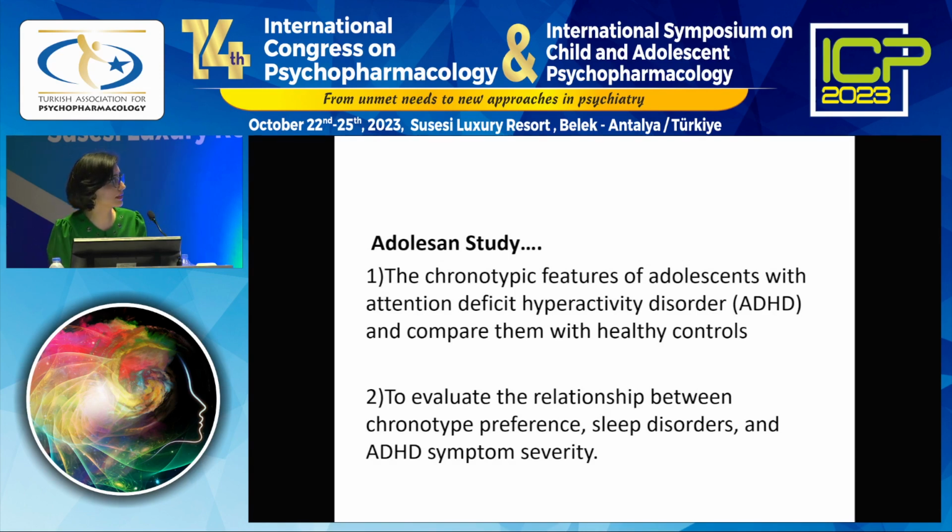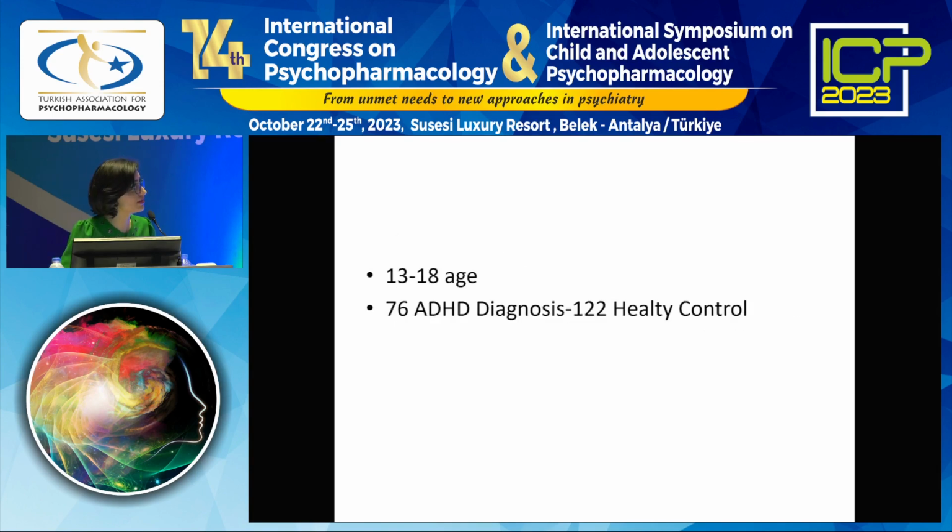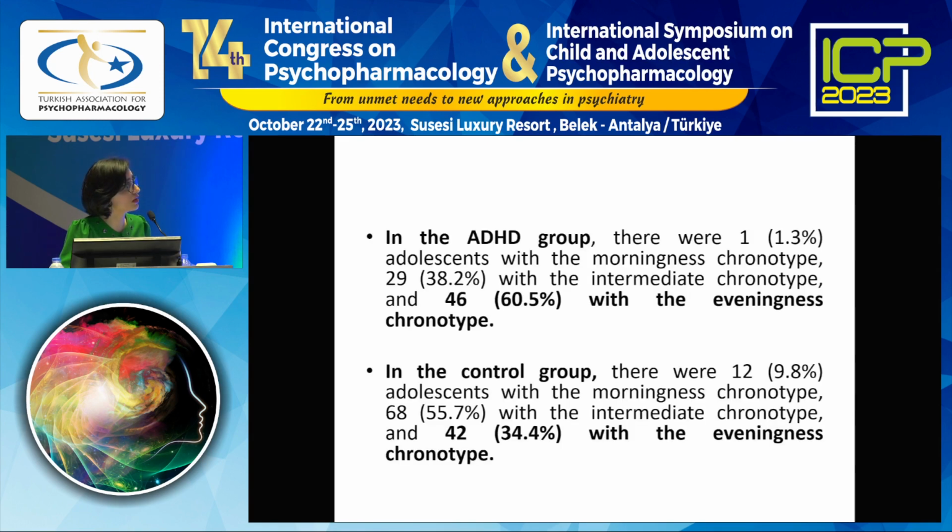There is another adolescent study which is to be published soon, and in this study we made a comparison between the control group and the ADHD group, and we know that the ADHD group is closer to the evening chronotype. We also divided the ADHD group into two subtypes, morning and evening chronotypes, and the morning ADHD and evening ADHD groups were compared in terms of sleep disorders and symptom severity. These patients were between the ages of 13 and 18, and 76 of them were diagnosed with ADHD, and 122 healthy controls were also involved. What is striking here is that there are differences between the groups in terms of the eveningness chronotype.